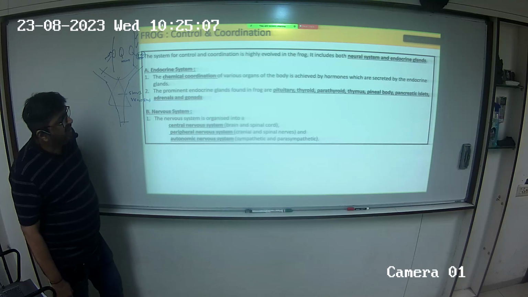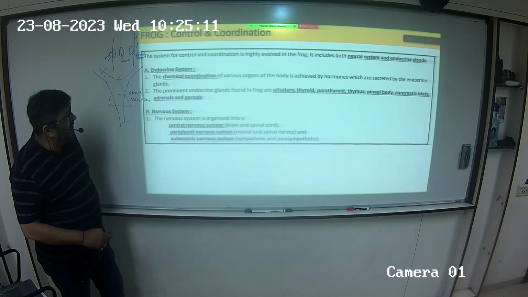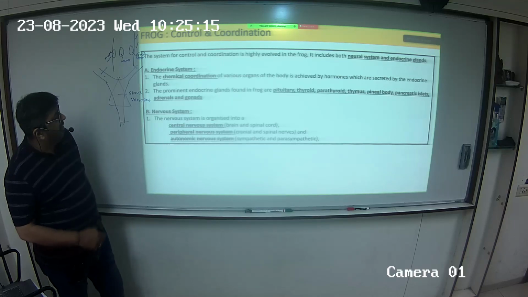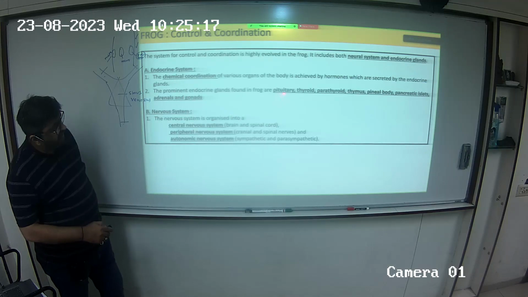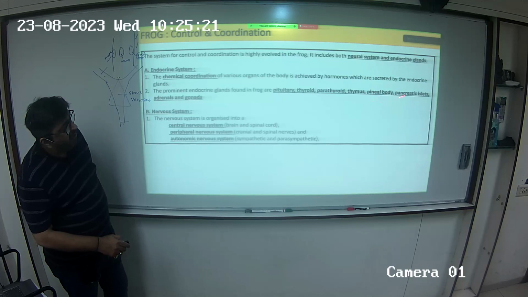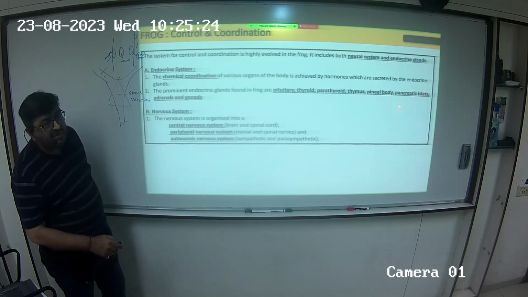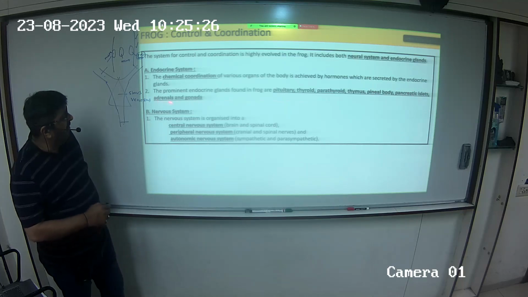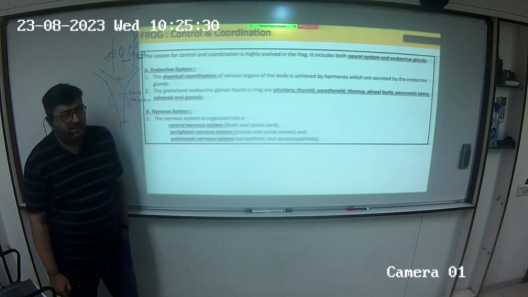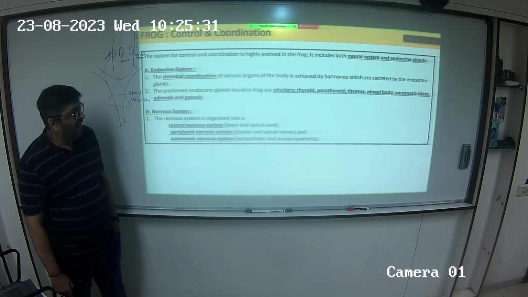The nervous system in frog. Right? The endocrine system and the nervous system both are present for coordination. Which glands are there? Pituitary is there, yes. Thyroid, parathyroid, thymus are also there. Pineal body, pancreatic islets, islets of Langerhans. Adrenal is also there, gonads are also there. All are present, right? Yes, definitely.